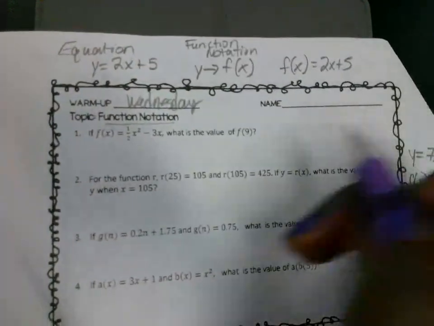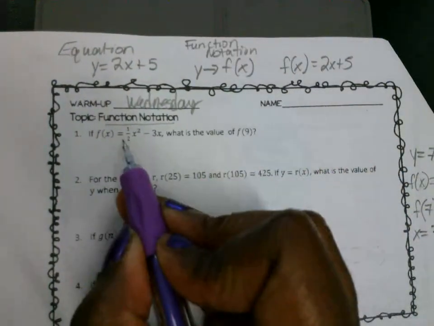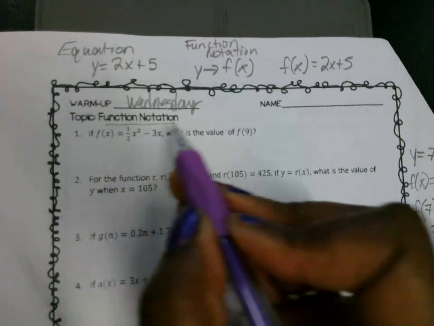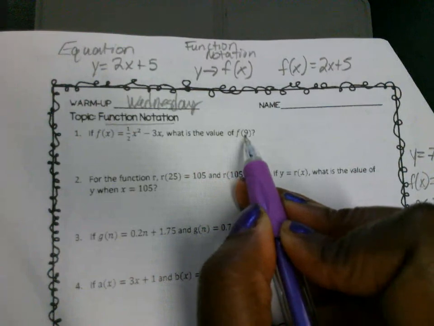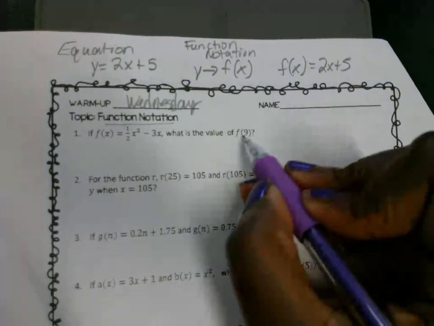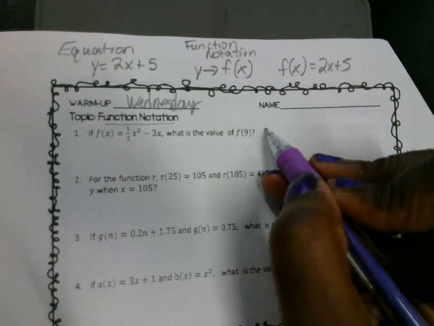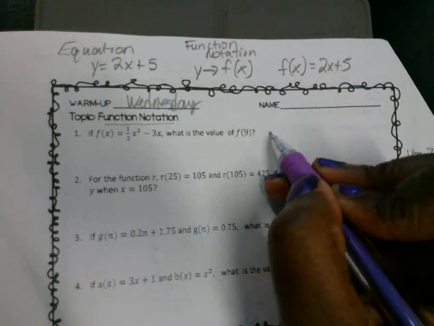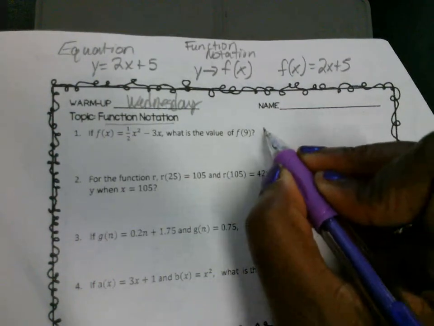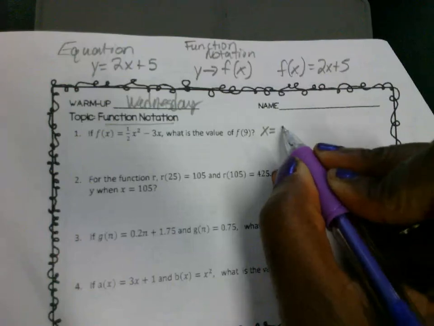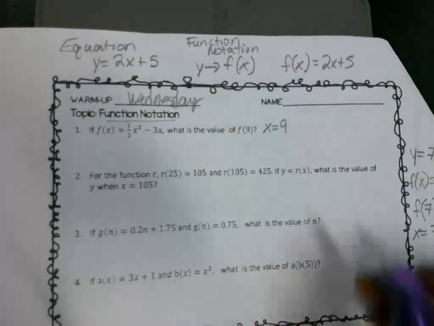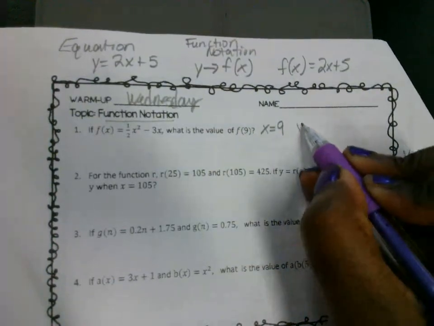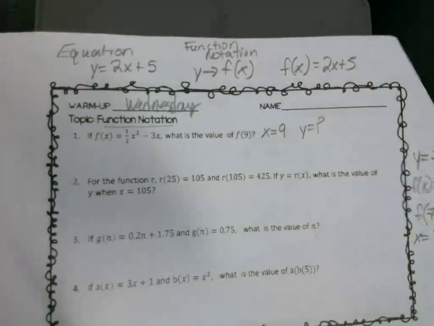All right, so let's start working on these problems. Okay? This first one, they give you a function and they want you to find the value of f of 9. Okay? F of 9, what value did they give you? Is that 9x or is that 9y? Okay, very good. 9 is equal to x, or x is equal to 9. And essentially what they want you to do is figure out what y is equal to. That's what they want you to find.